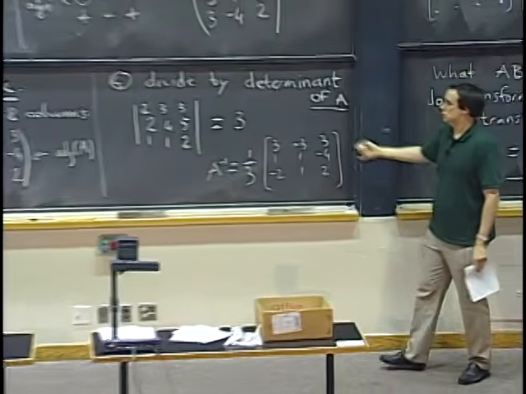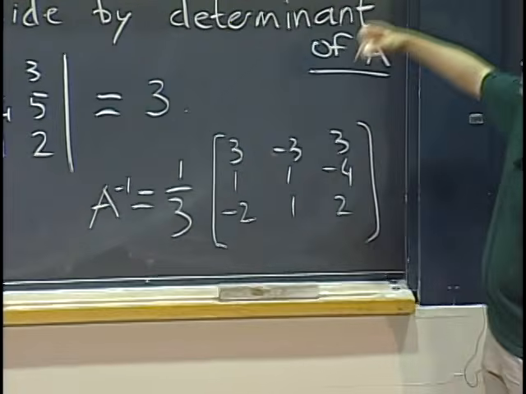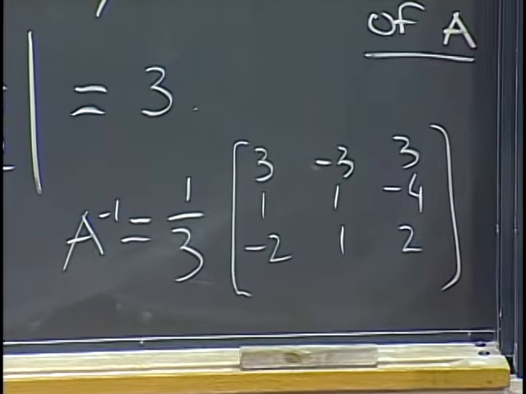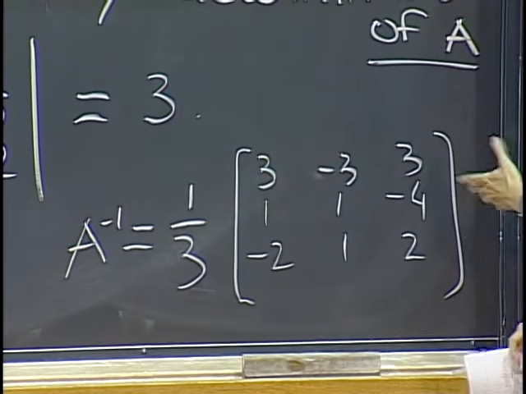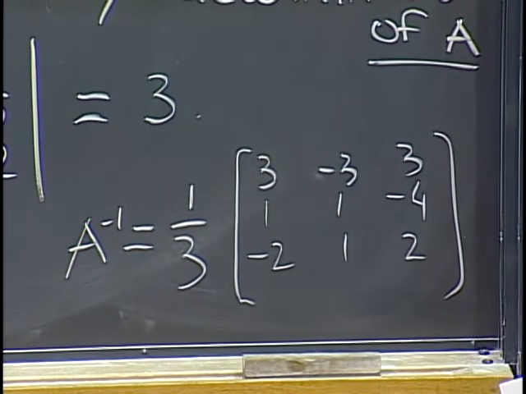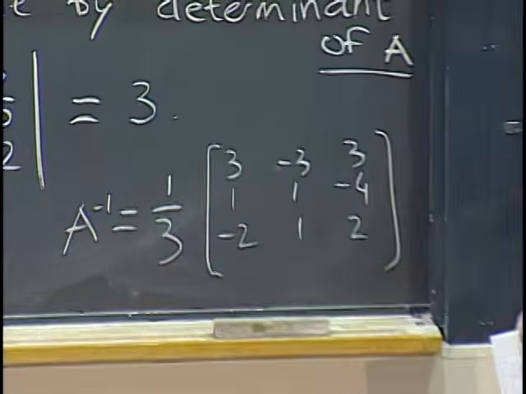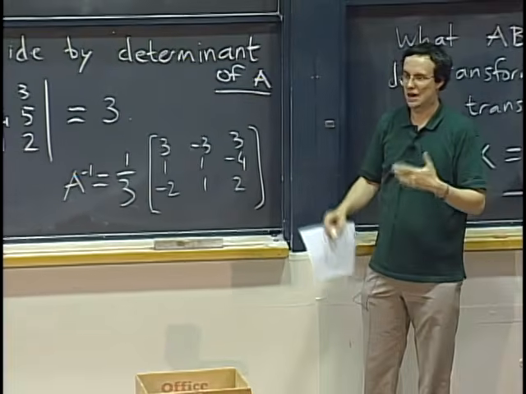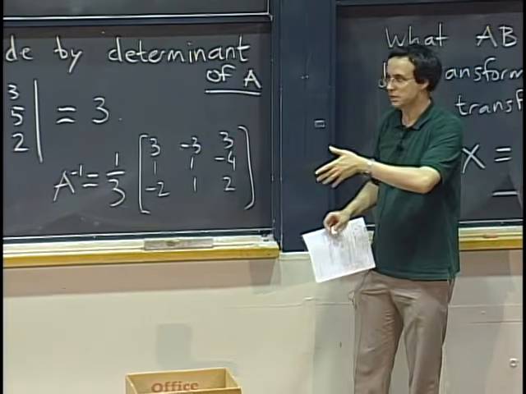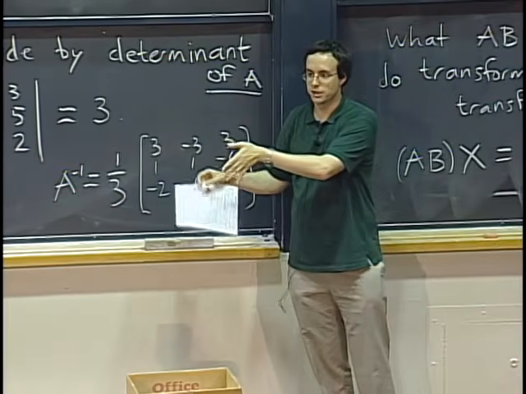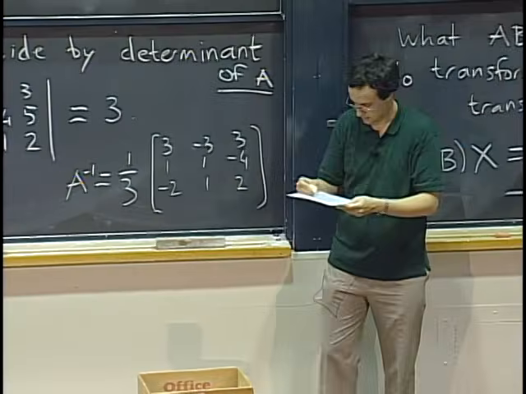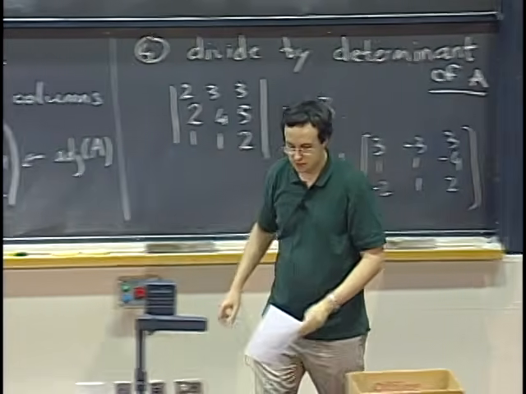Remember, A told us how to find the u's in terms of the x's. This one tells us now how to find the x's in terms of the u's. If you multiply u1, u2, u3 by this, you get back x1, x2, x3. It also tells you how to solve the linear system A times x equals something. Okay, that's the end for today.